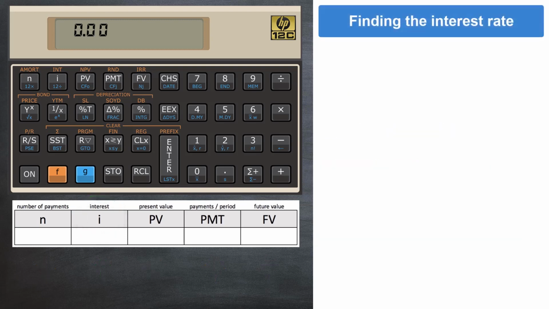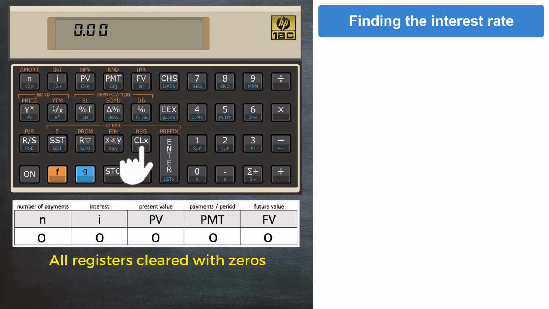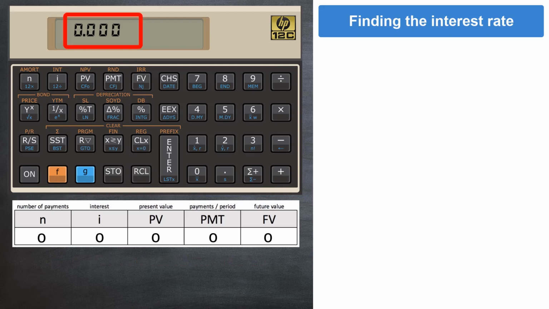Let's review 3 scenarios where you are asked to find the variable concerned with interest, denoted as the lowercase letter i. Before you begin following along with a new calculation, please be sure to clear all registers by pressing the keys F and REG, which is on the key marked with CLX. Also, if your calculator is not set to the default of 2 decimals for the display, set it now by pressing the keys F and the digit 2.